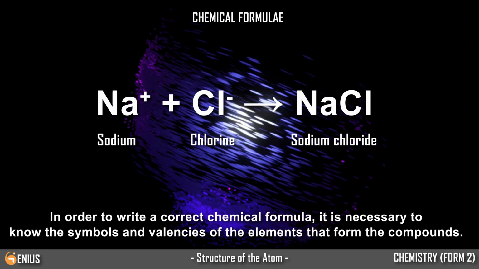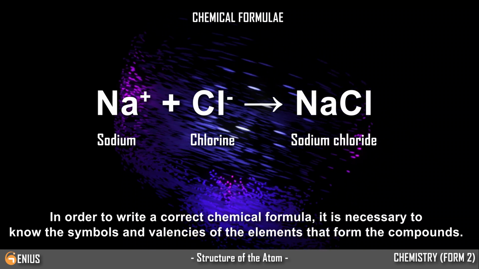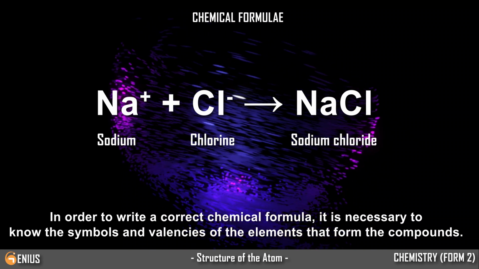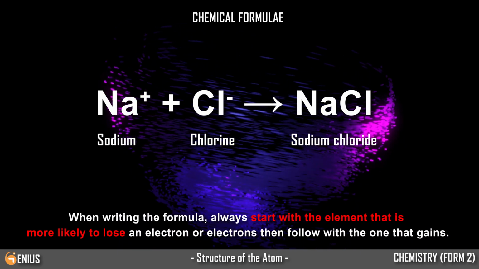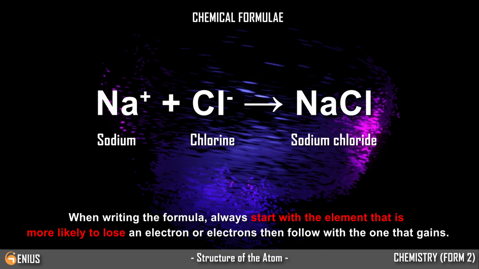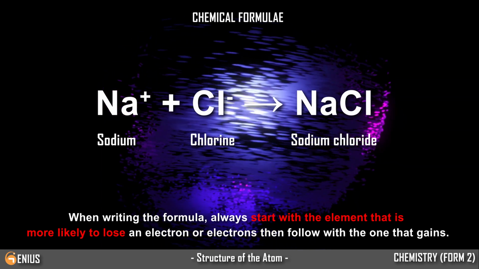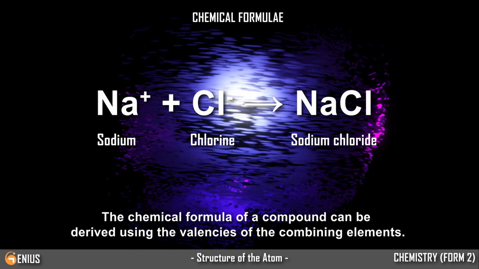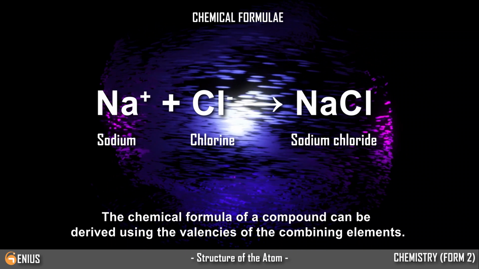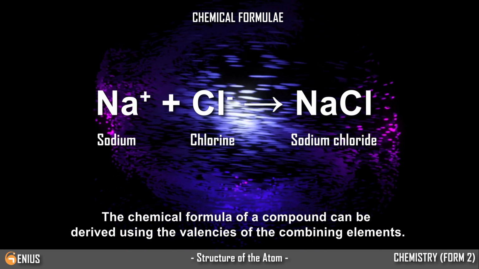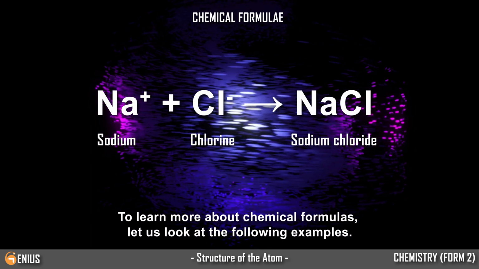In order to write a correct chemical formula, it is necessary to know the symbols and valences of the elements that form the compounds. When writing the formula, always start with the element that is more likely to lose an electron, or electrons, then follow with the one that gains. The chemical formula of a compound can be derived using the valences of the combining elements. To learn more about chemical formulas, let us look at the following examples.